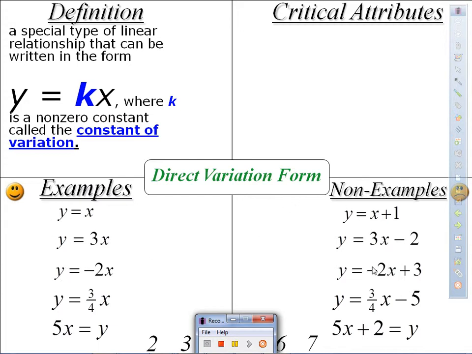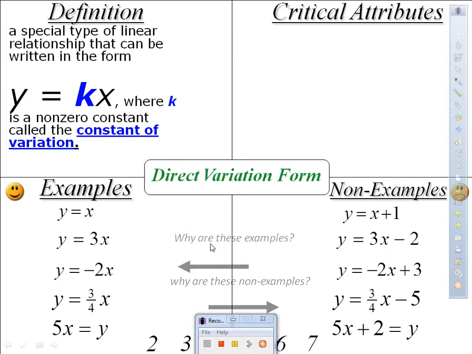Look at them. Don't say it out loud. These are examples. These are non-examples because they have something in particular that makes them non-examples. So examples, non-examples. So think about it. So now that you thought about it, what makes these non-examples? Talk it over with your neighbor. So yeah, if you see here, there's addition, subtraction, addition, subtraction, addition. So as soon as you see addition and subtraction involved in that equation, it's no longer a direct variation.